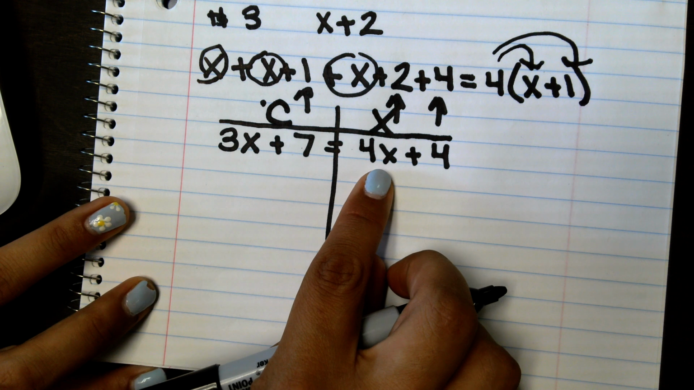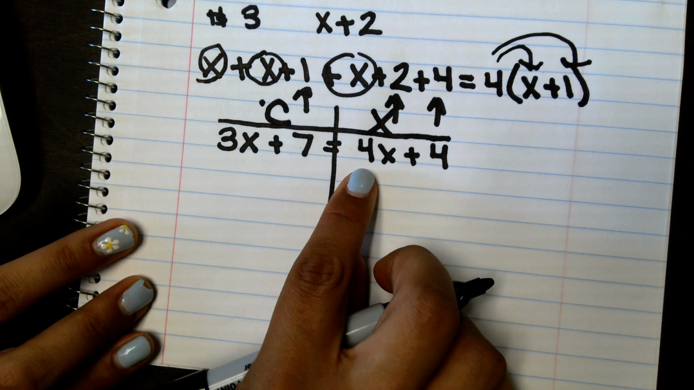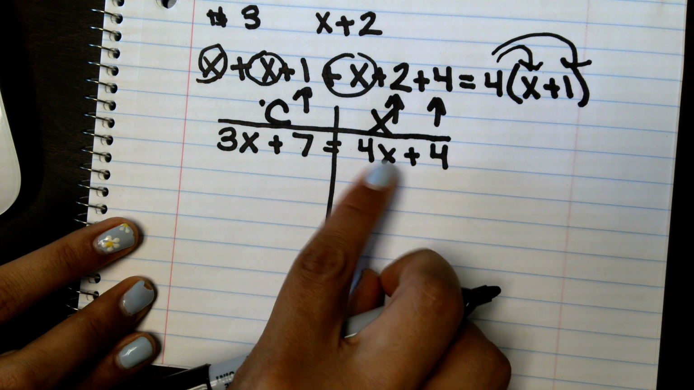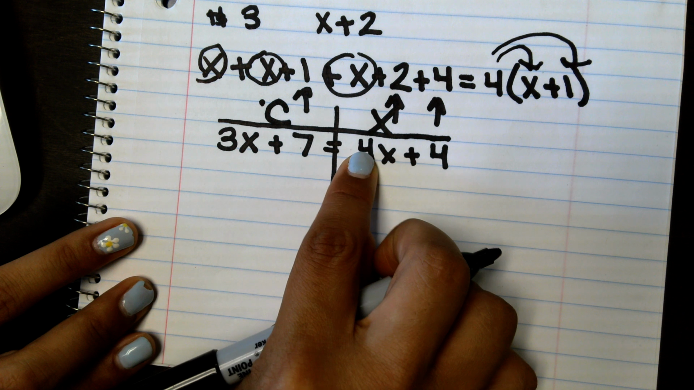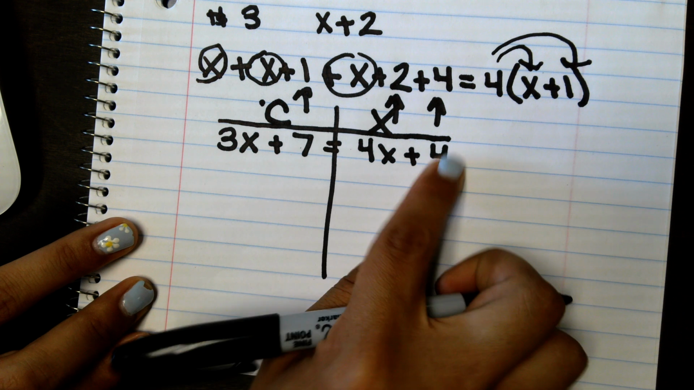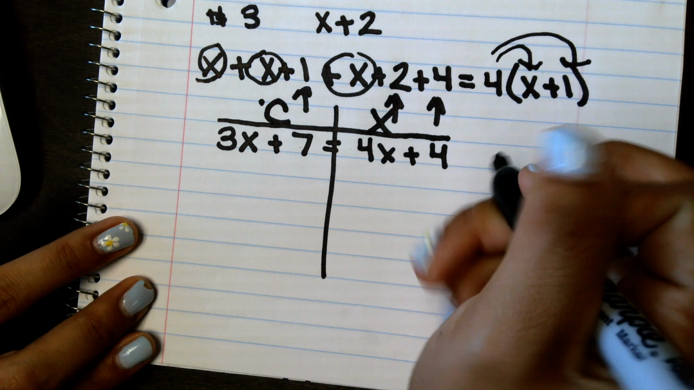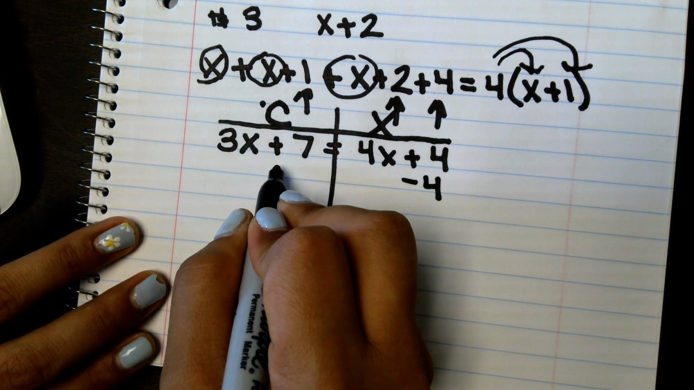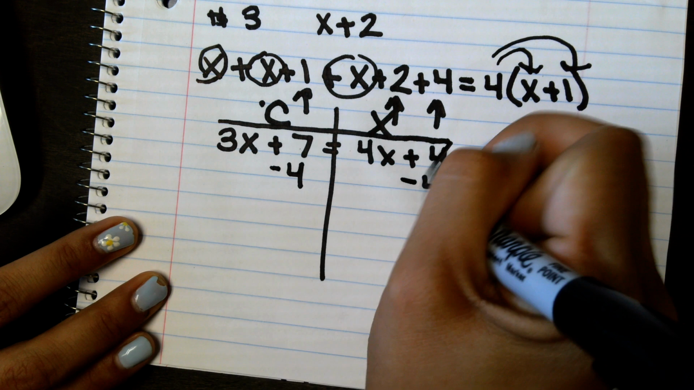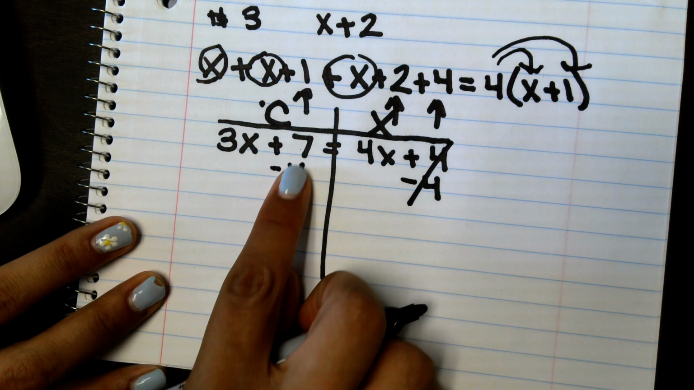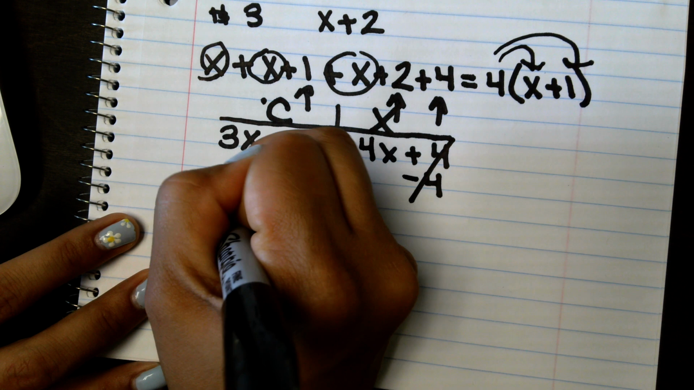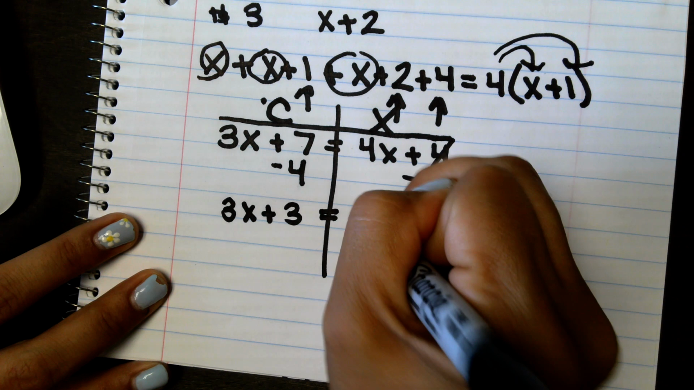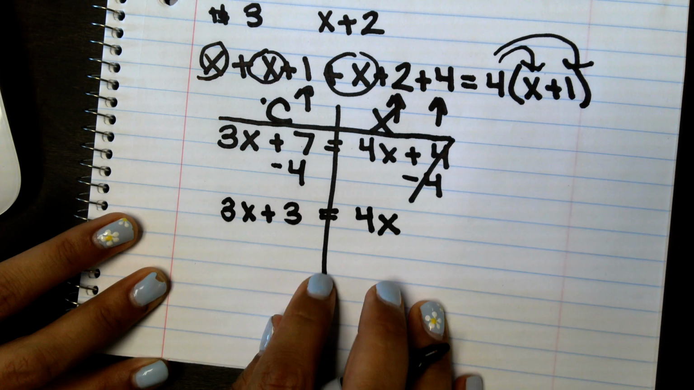So, first of all, what is over here that is not an x? Well, we have this 4 in front of the x, and we have this plus 4. Remember, we always start with the number that's not attached, that constant. So I'm going to subtract 4 from both sides. These 4's cancel out. Subtracting 4 from 7, because those are my like terms. So I have 3x plus 3 equals, and here we have 4x.